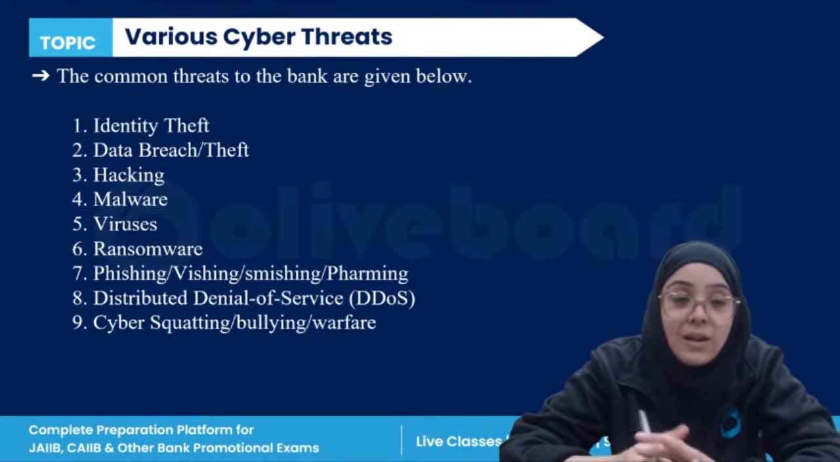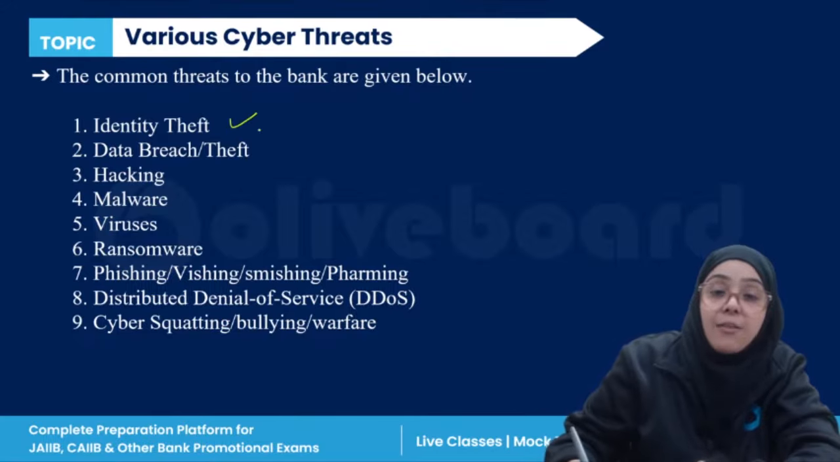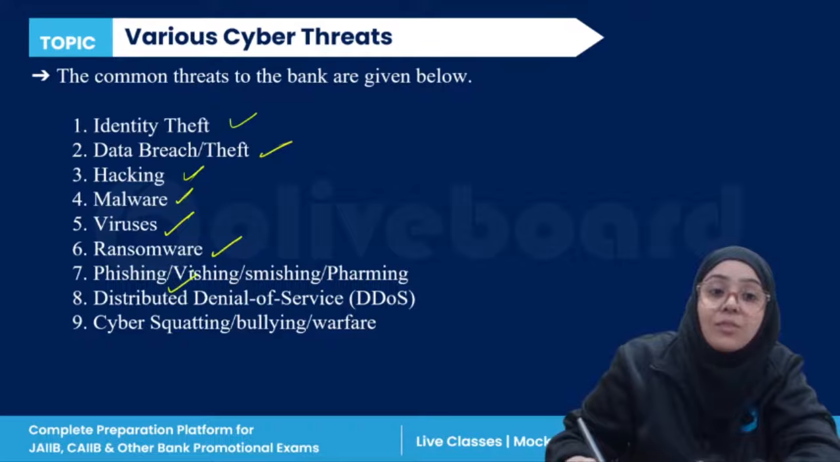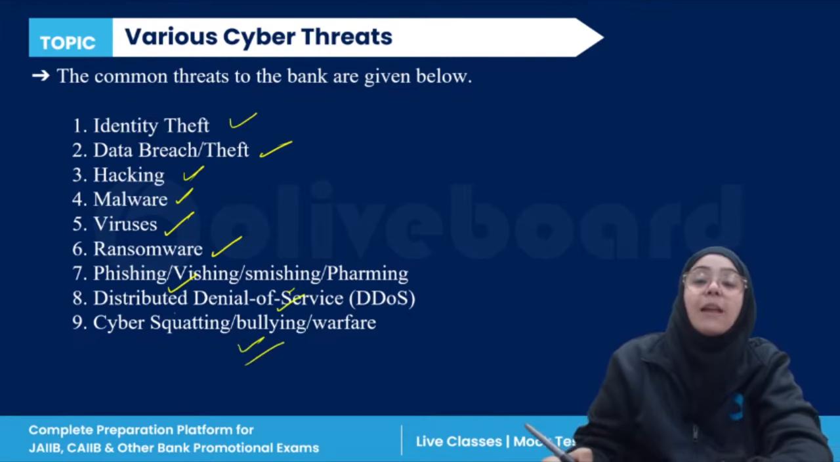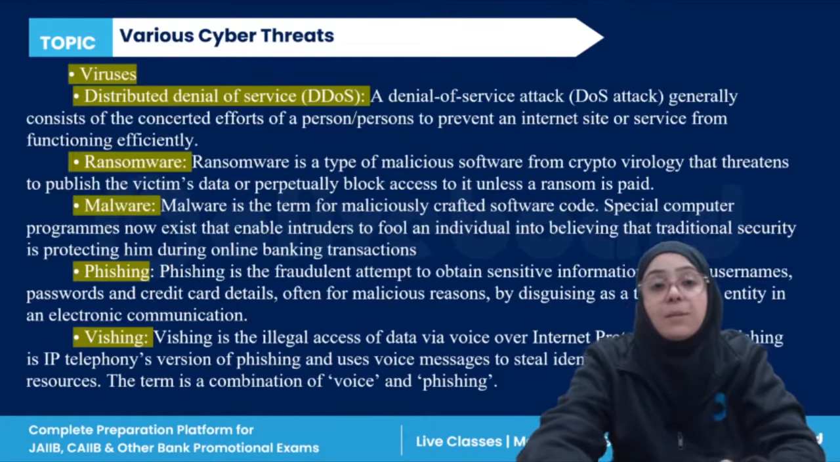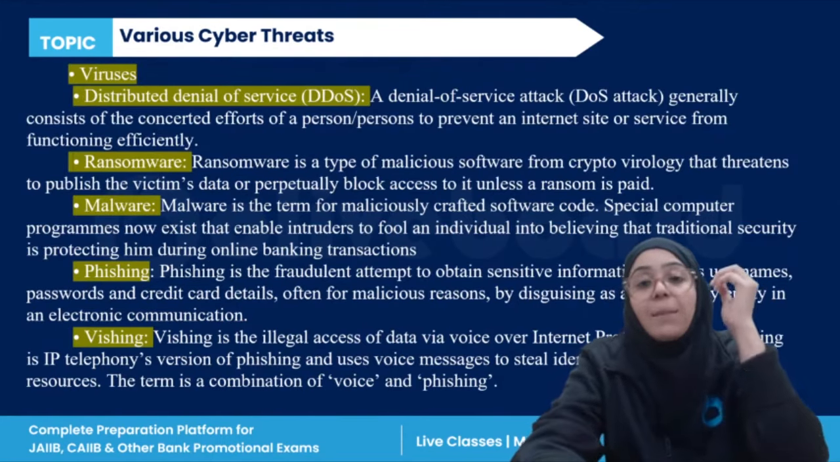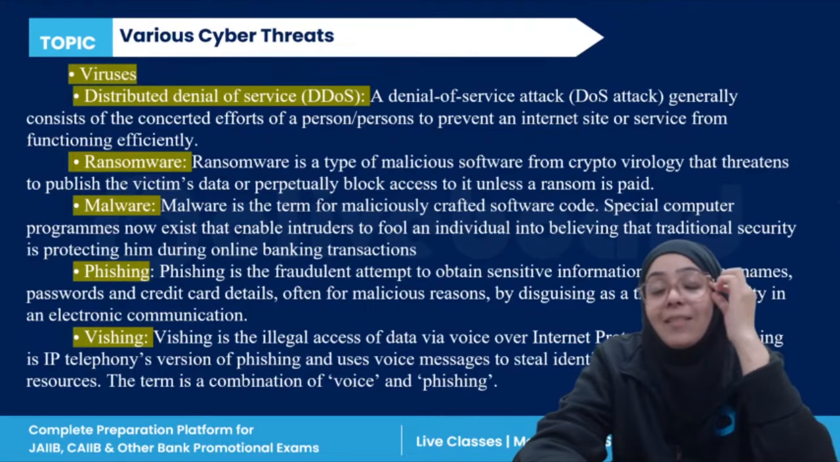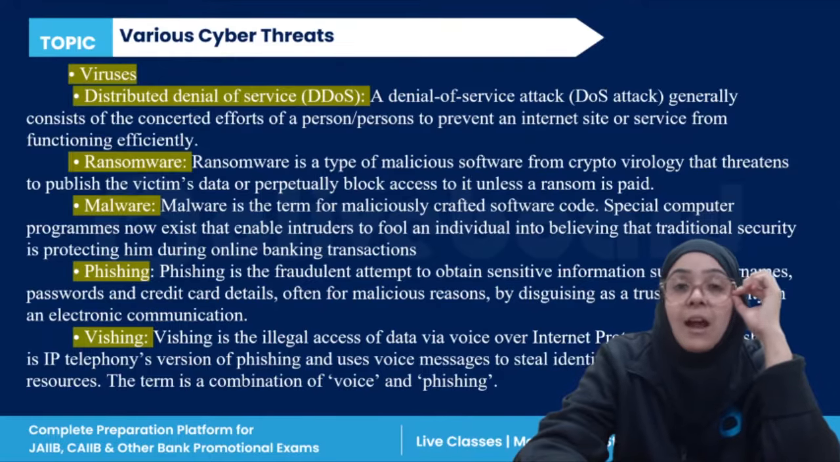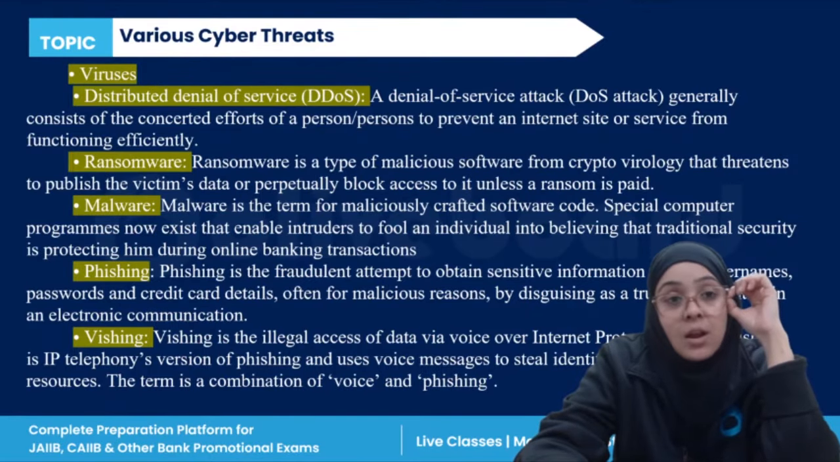Now, if we talk about the various types of cyber threats, there are identity theft, data breach, hacking, malware, virus, ransomware, phishing, smishing or pharming, distributed denial of service, and cyber stalking, bullying, and warfare. These are the different types of cyber threats, right? For example, I'm just giving you the information. When we talk about a virus, everyone knows what a virus is and how it can harm your computer.